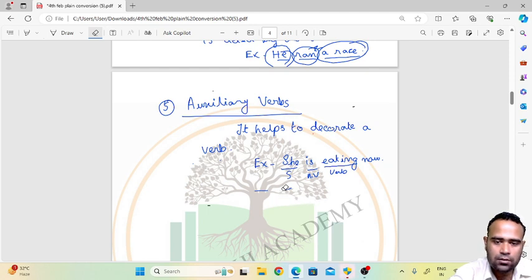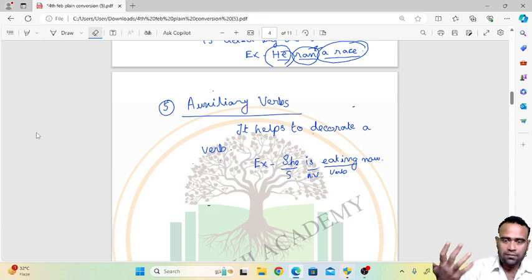I hope you all understood the different segments of verb, with the definition.